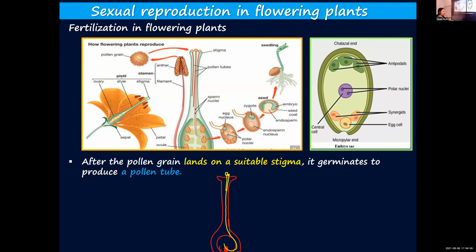Okay, once again, I will repeat. After the pollen grain lands on the stigma, that process you already learned, pollination. Pollen grain landing on the stigma is pollination. Once pollination has taken place, the pollen grains will germinate. And once the pollen grains germinate, what will they produce, Isha? Pollen grain upon germination will produce? Pollen tube.